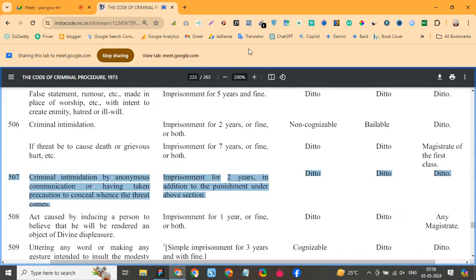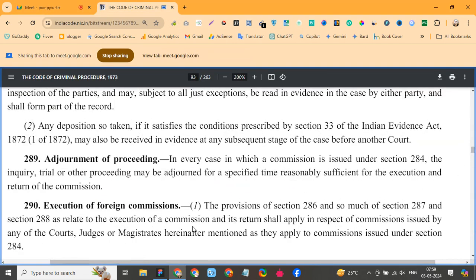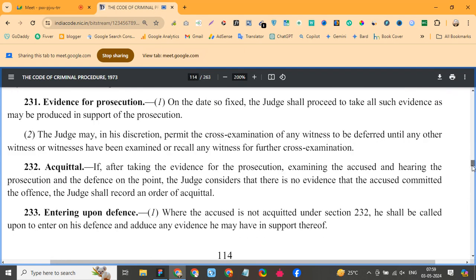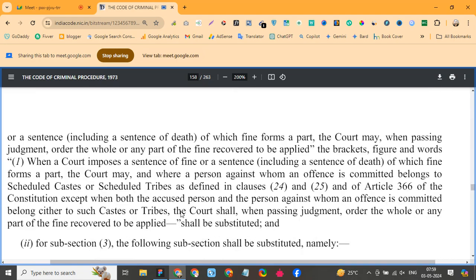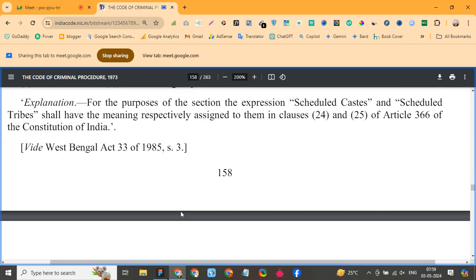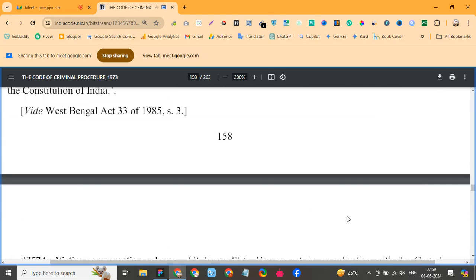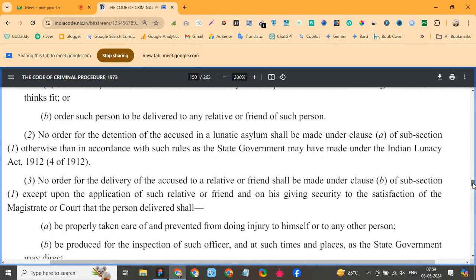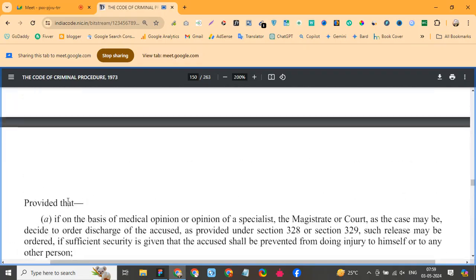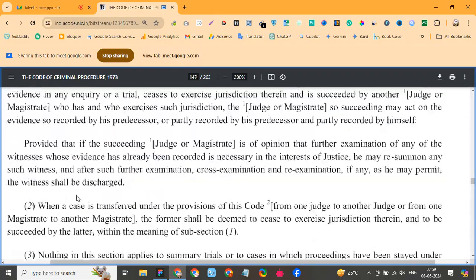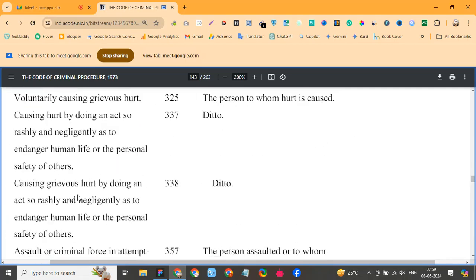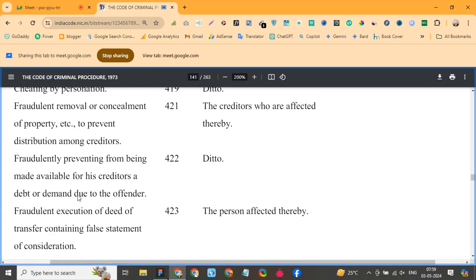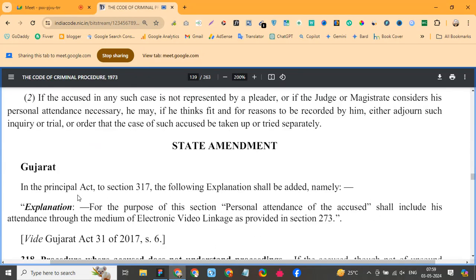Apart from the same, if we go through section 320, don't worry, we are going to share the file with you after the session in the group. You can go through the same. Okay.